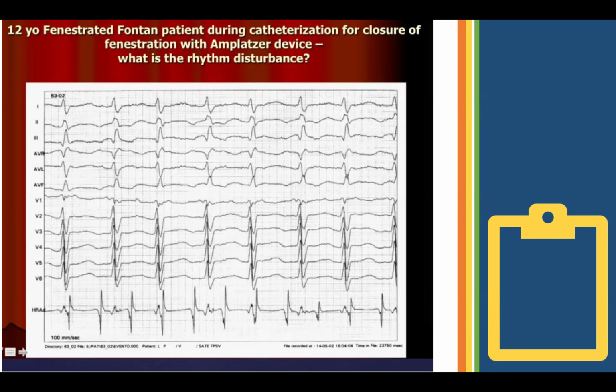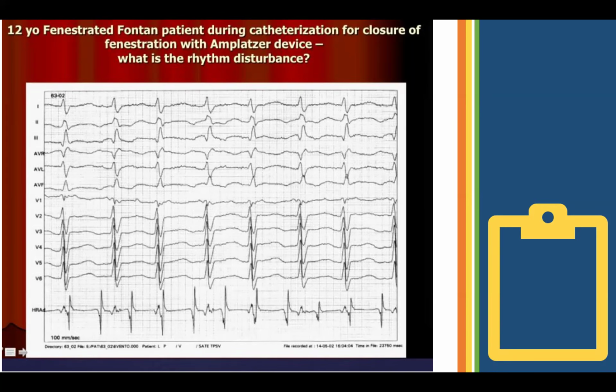So the interesting question would be, if you saw this immediately upon closing the fenestration, in other words, you open the left atrial disc, pull it up against the wall of the Fontan, and you see this, do you take the device out, or do you leave it and hope that it will resolve? And that's always a challenging situation.